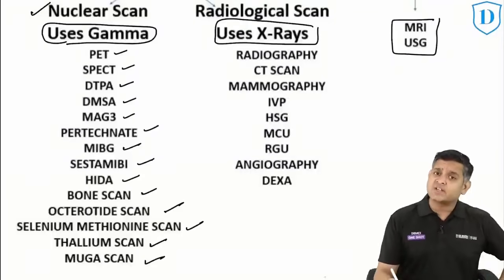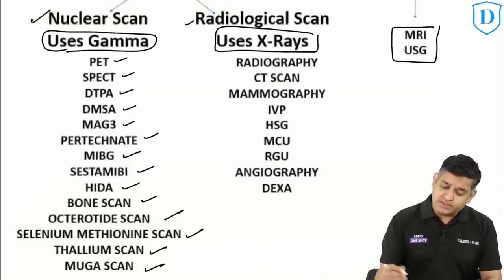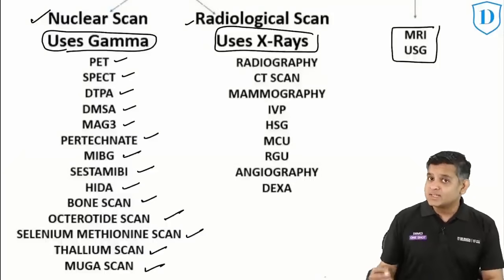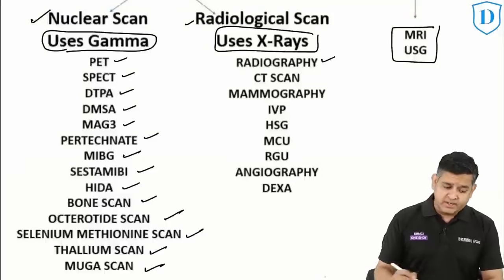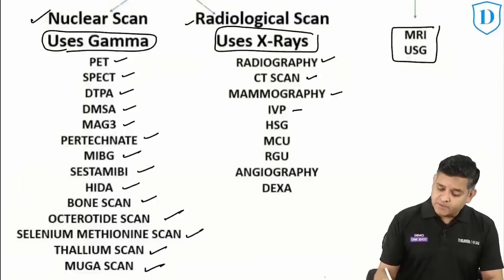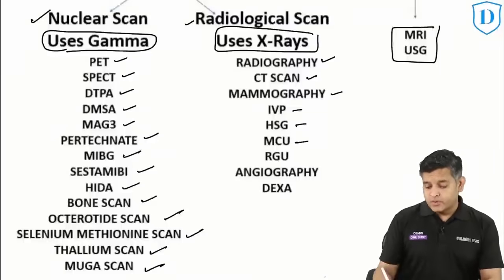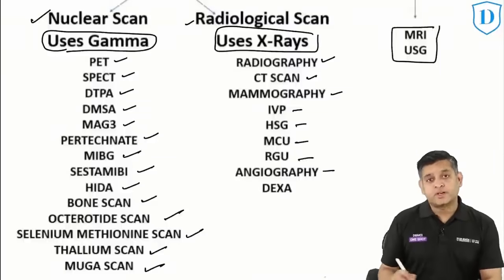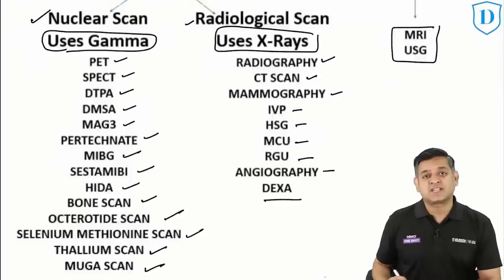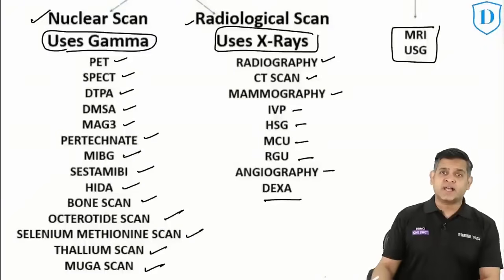The investigations that use X-rays are called radiological scans. Now what are the scans which come into this category? Radiography, CT scan, mammography, IVP, HSG, hysterosalpingography, MCU, RGU, angiography, and DEXA. DEXA stands for dual energy X-ray absorptiometry.